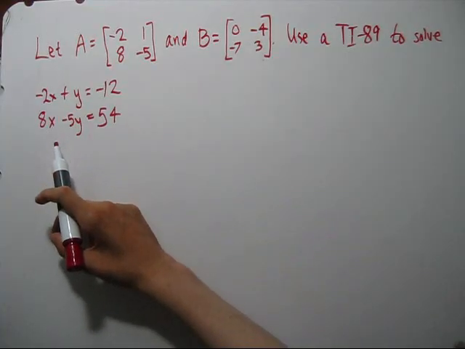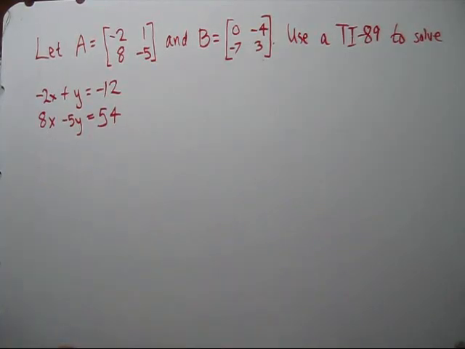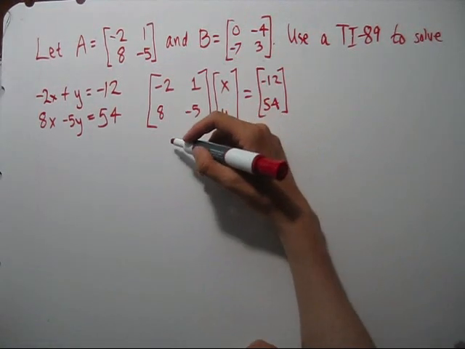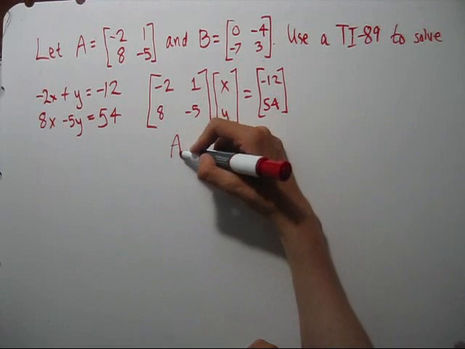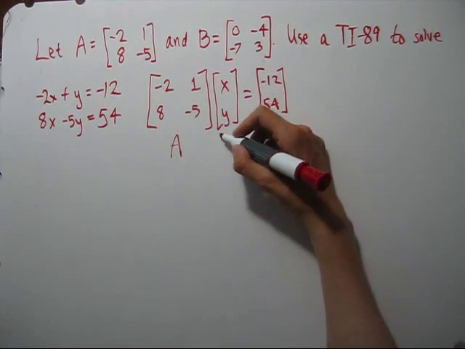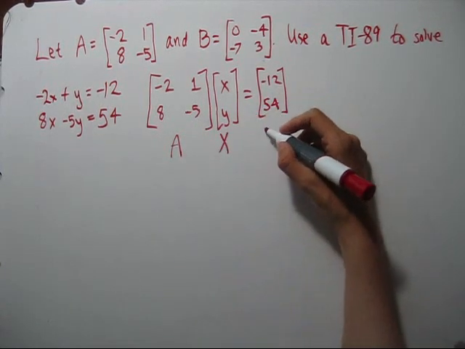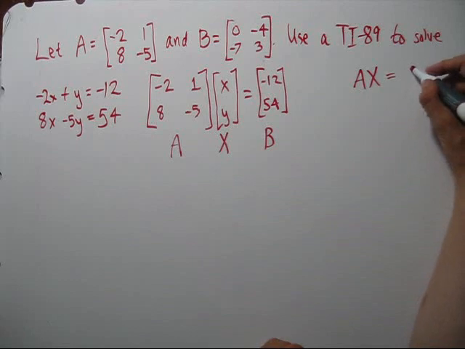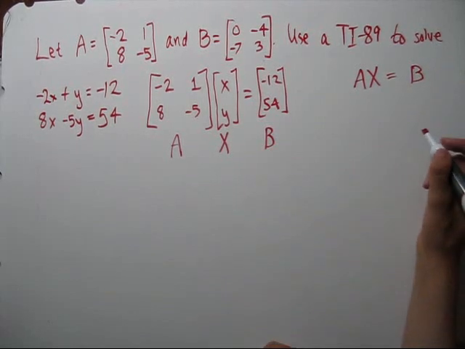We'd like to solve this system of equations. First thing we're going to do is represent it as matrices. We're going to call the coefficient matrix capital A. The x and y we're going to call capital X, and this we'll call capital B. So let's go over here and analyze this AX equals B using matrix algebra.